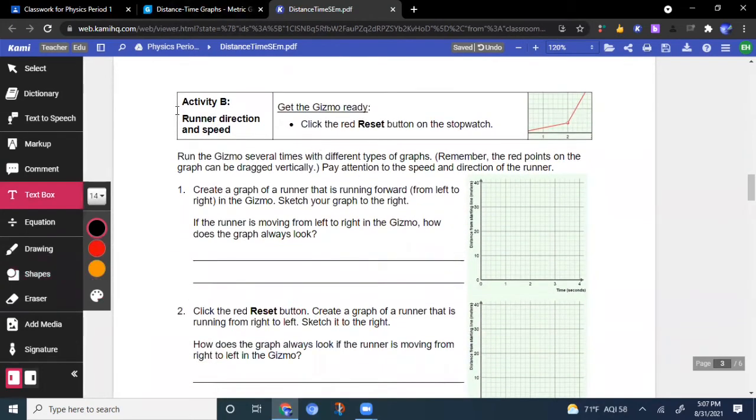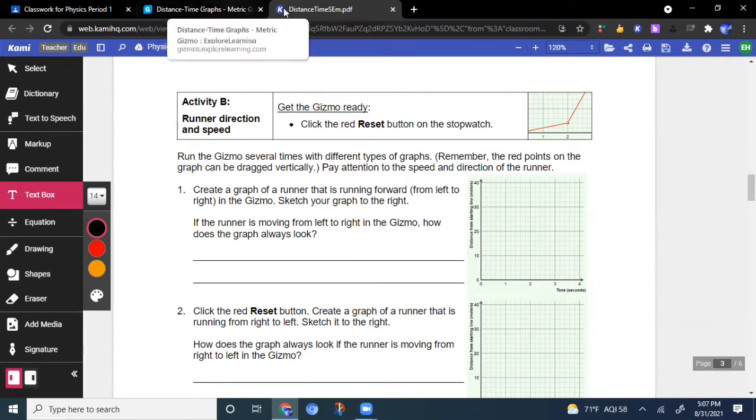Activity B, runner direction and speed. Run the gizmo several times with different types of graphs. Remember, the red points on the graph can be dragged vertically. Pay attention to the speed and direction of the runner. Number 1, create a graph of the runner that is running forward from left to right on the gizmo. Sketch the graph to the right.